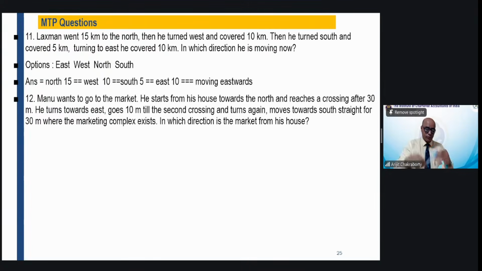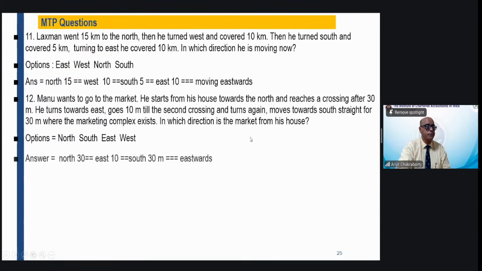Daine taraf he is taking a right turn and goes 10 meters till the second crossing and turns again, moves towards the south. So now he is going downwards towards the south, straight for 30 meters. So the direction is 30 north and turning east, right turn for 10, again south 30, where the market complex is. In which direction is the market from his house? The direction is clear, it is east, eastern side. Let's see the options.